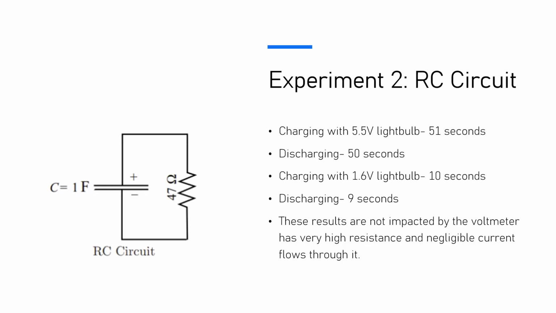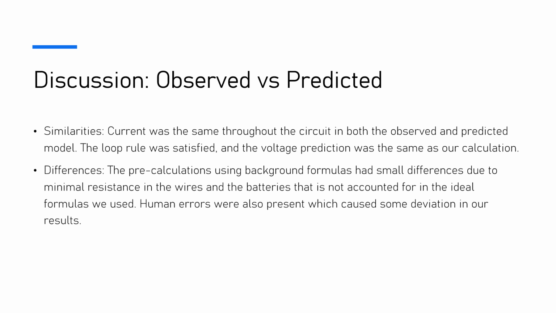And here are the results for experiment number 2, the RC circuit. When charging and discharging the capacitor with the 5.5 volt light bulb, as you can see here, the results were very similar, 51 and 50 seconds. And for the 1.6 volt light bulb, it was 10 seconds and 9 seconds. These results are not impacted by the voltmeter because it has a very high resistance and negligible current flows through it.